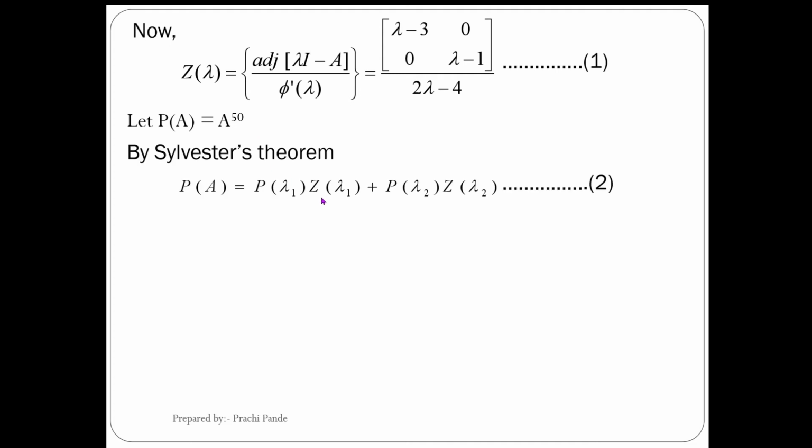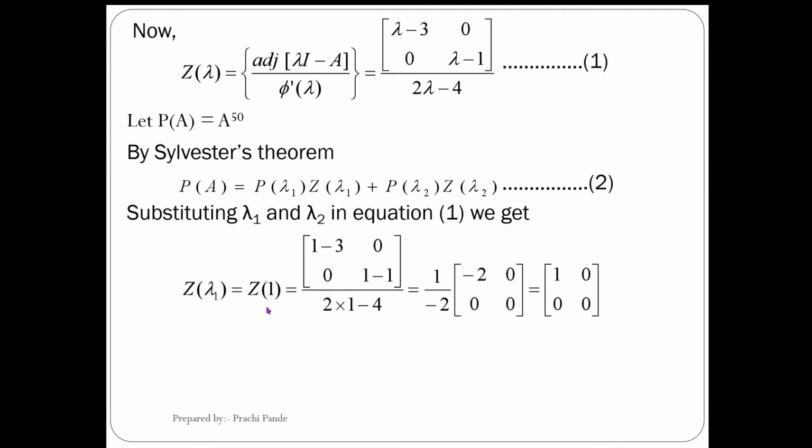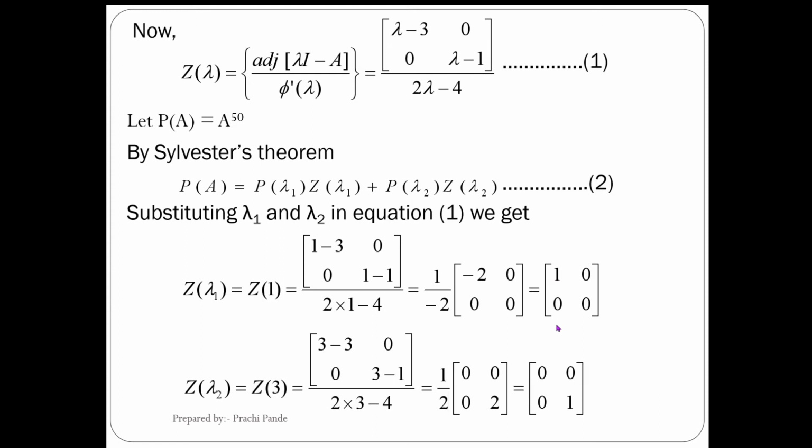By Sylvester theorem, P of A is equal to P of lambda 1 into Z of lambda 1 plus P of lambda 2 into Z of lambda 2. Because we just have two eigenvalues, we run the summation for 1 and 2. Substituting lambda 1 and lambda 2 in equation number 1, we get Z of 1 is equal to [1 minus 3, 0; 0, 1 minus 1] divided by 2 into (1 minus 4), and the resultant matrix that we obtained for Z of lambda 1 is [1 0; 0 0].